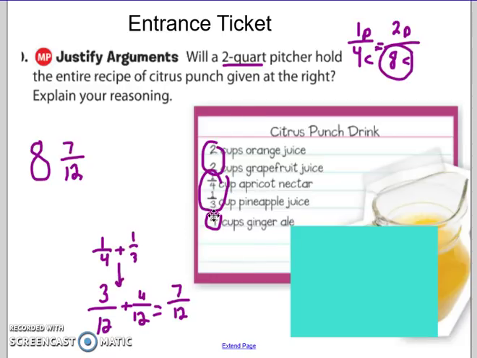Will we be able to fill our pitcher, or will it overflow? Since our pitcher only holds 8 cups, and we have this many in our recipe, the pitcher will not hold our cups. All right, thanks for sticking around.